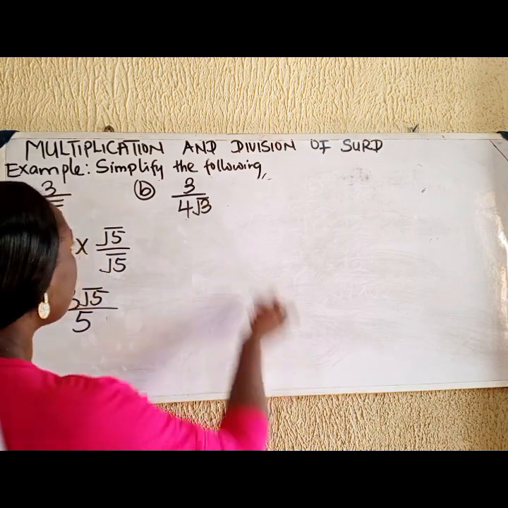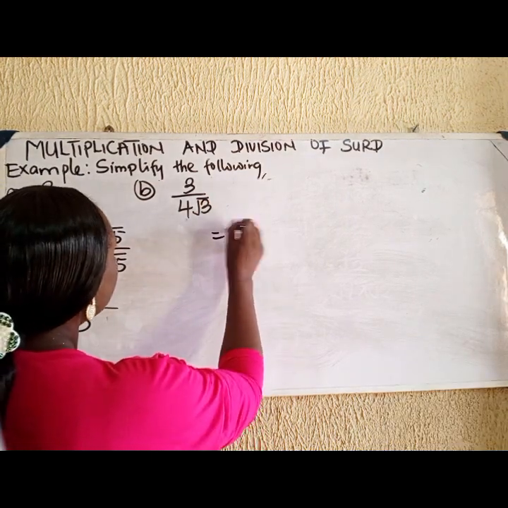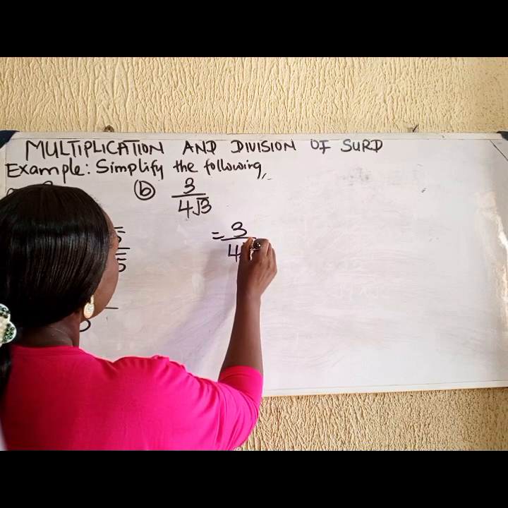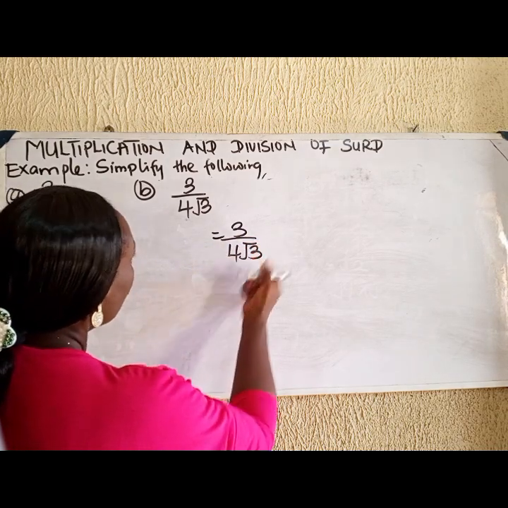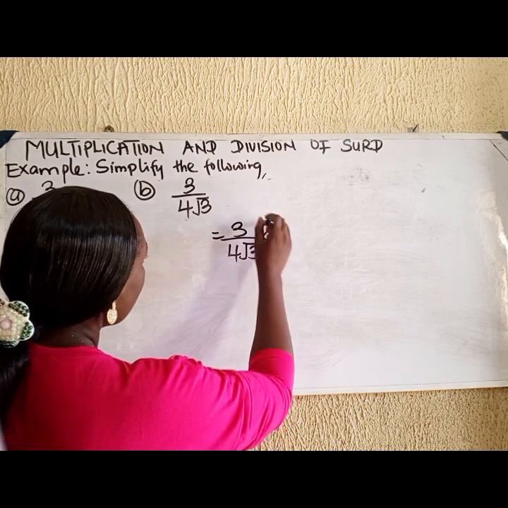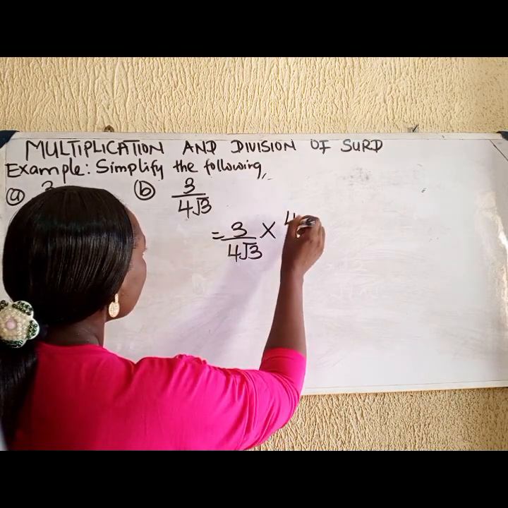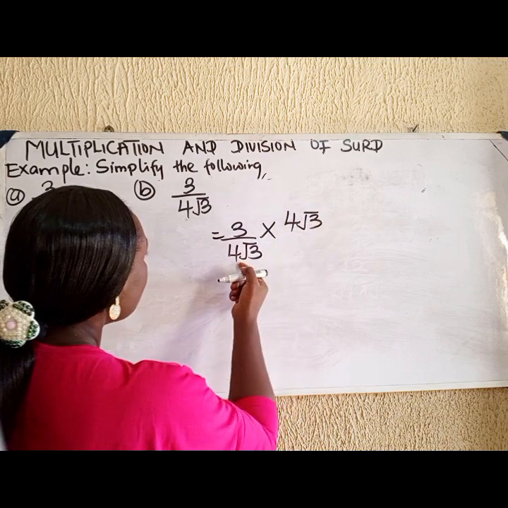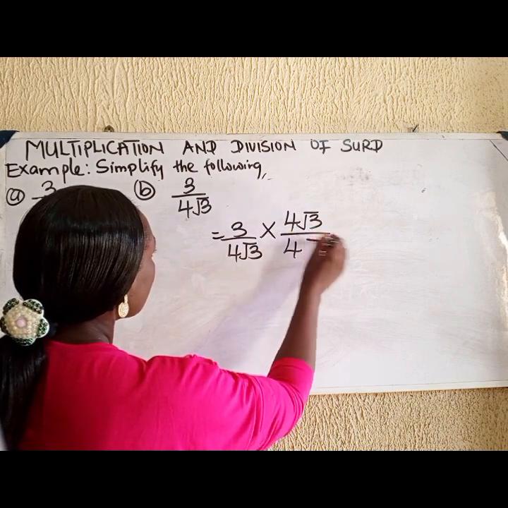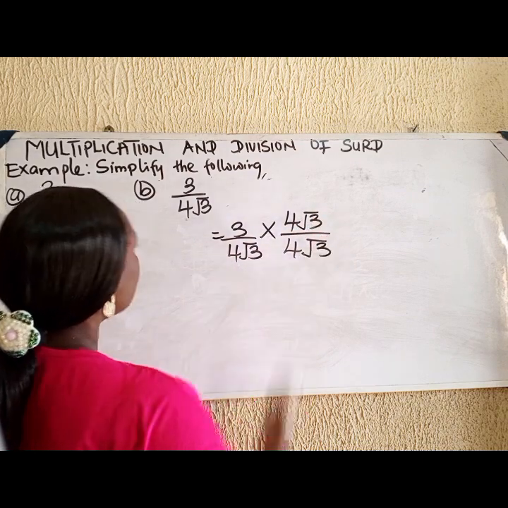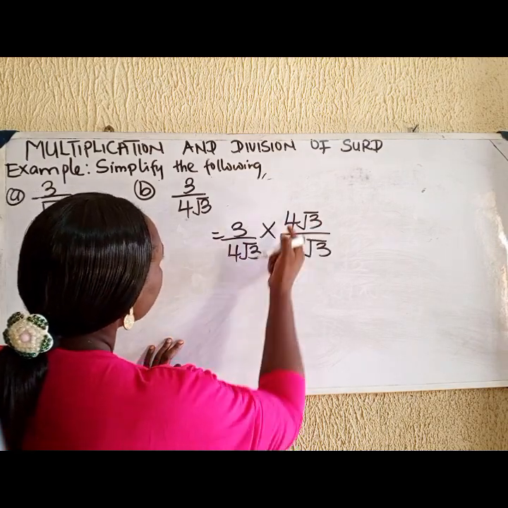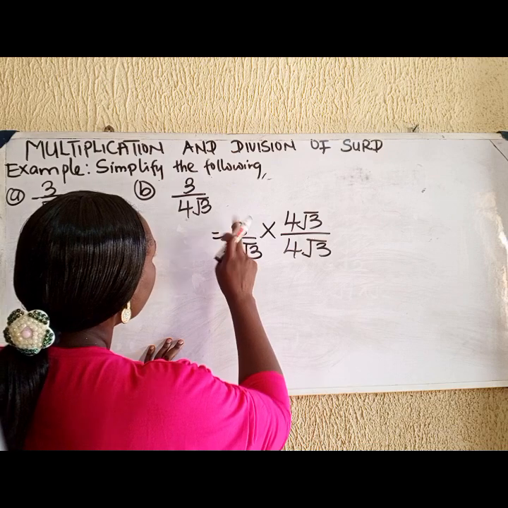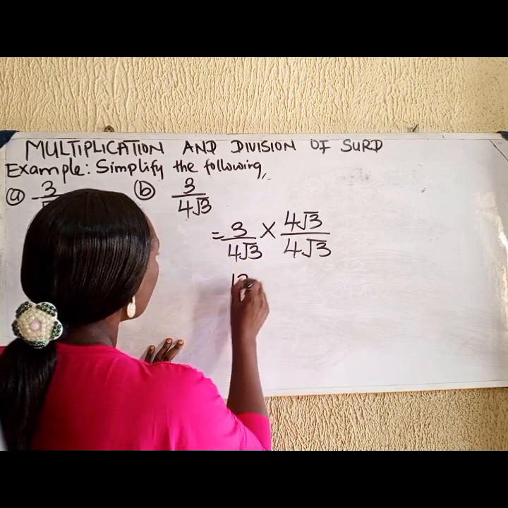Now coming to this side, I have 3 over 4 root 3. You can see that we have roots at the denominator, so we simply rationalize by multiplying the numerator by this and also the denominator by the same thing. So we now multiply. 3 times 4 root 3 will give me what? First of all, 3 times 4 is 12.